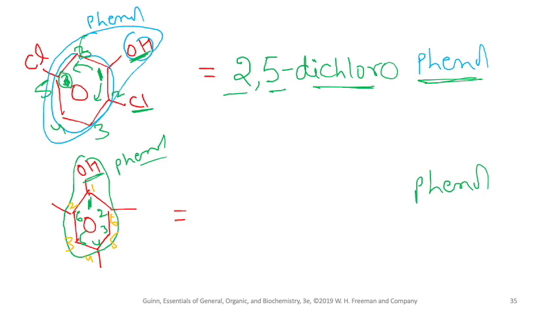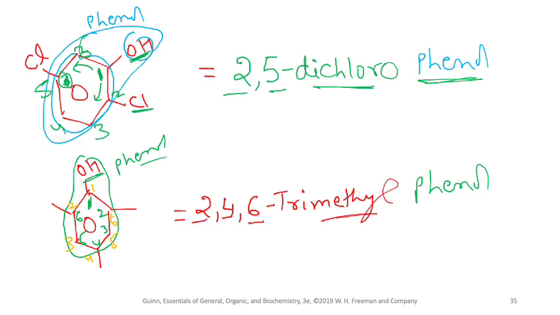So what should be the name? I can say 2,4,6-trimethylphenol, because on the second, fourth and sixth carbon of this phenol group, you have 3 methyl groups attached separately, right? So this is how you normally name any phenol group. So make sure you practice something like this whenever you practice from the textbook, right?